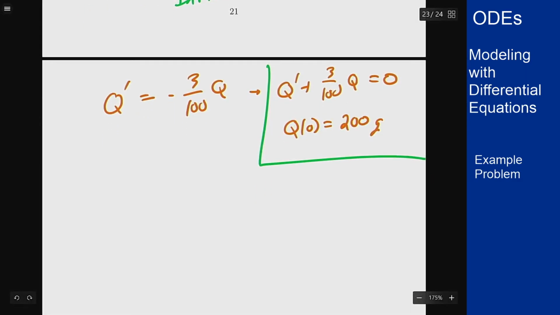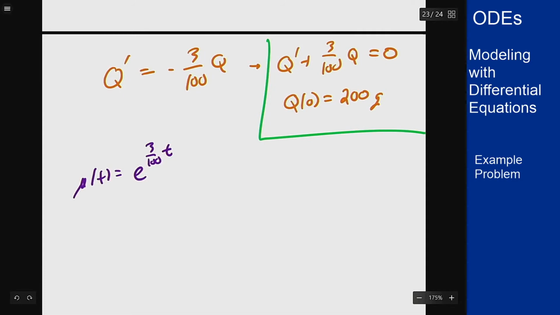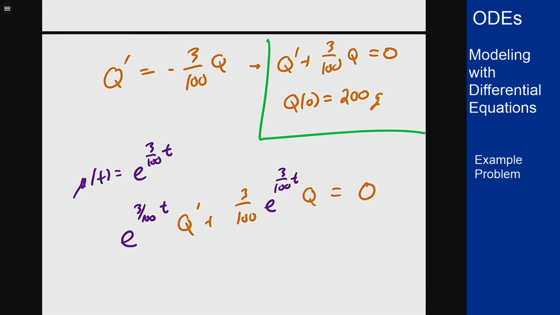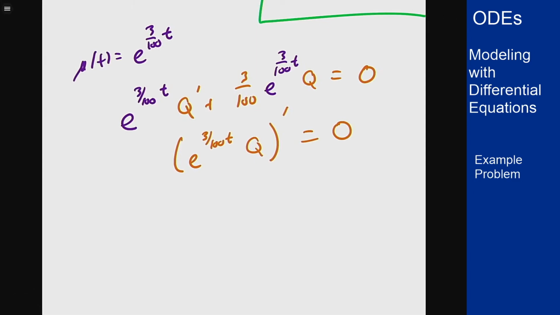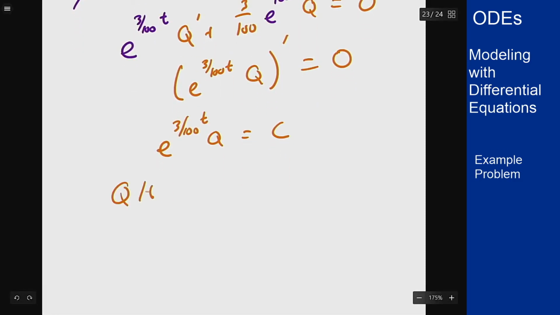And with that method, we have an integrating factor, mu of t, as e to the 3 over 100 t. The equation then becomes e to the 3 over 100 t times Q prime plus 3 over 100 e to the 3 over 100 t times Q equals 0, because 0 times that function is still 0. This here is e to the 3 over 100 t Q prime, equal to 0 by the product rule, which means I then end up with e to the 3 over 100 t times Q equals a constant, or by isolating Q, my final solution here, Q of t, will be C times e to the minus 3 over 100 t.